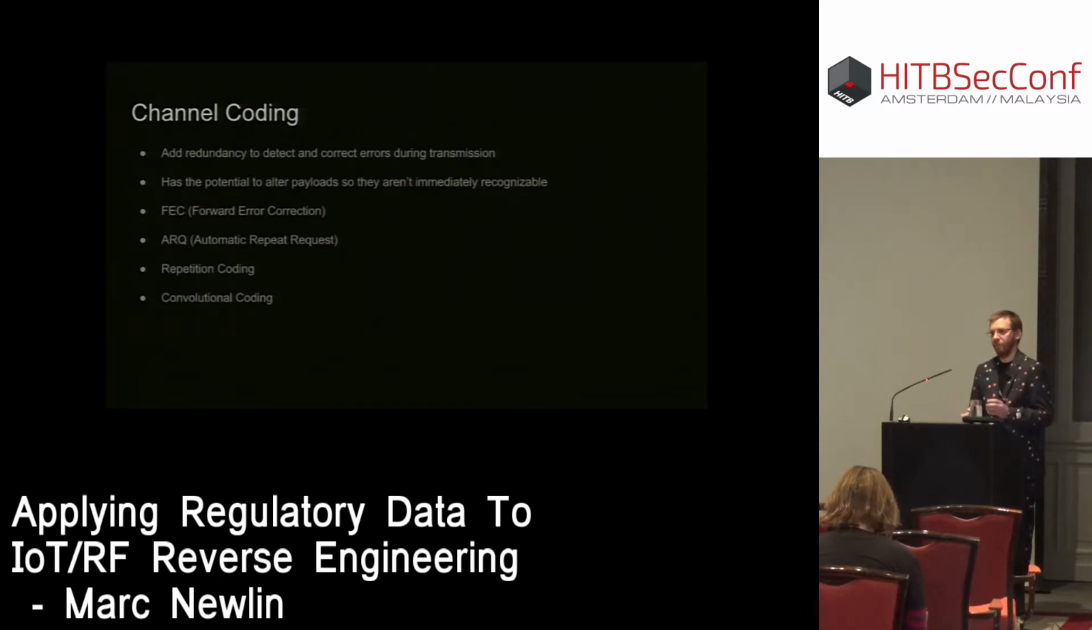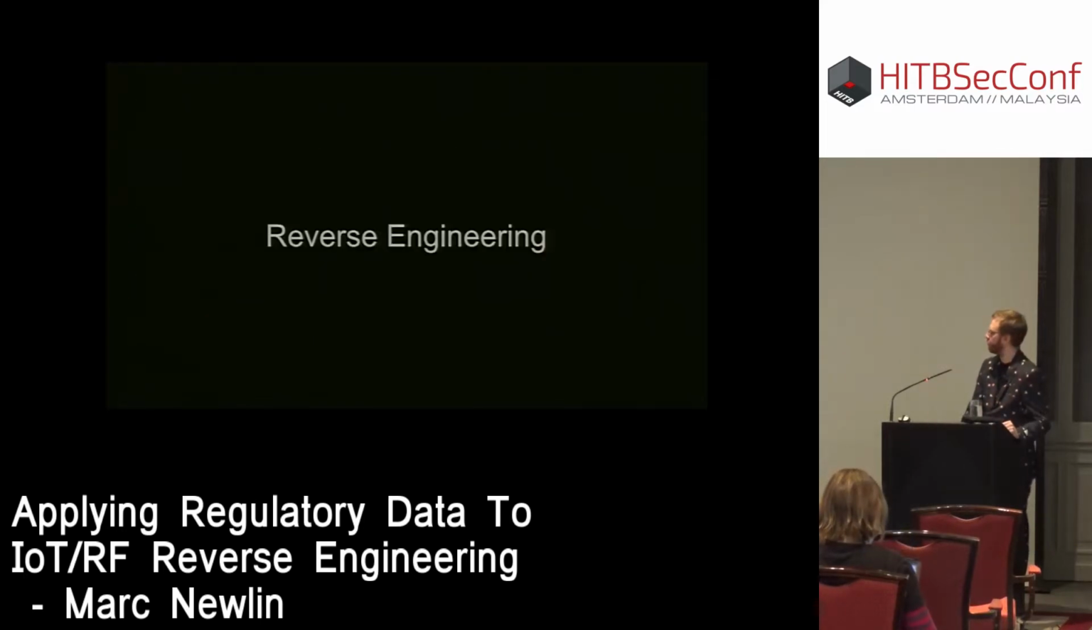One thing to note from a reverse engineering standpoint with channel coding is that if you're using a convolutional code, for example, the bits transmitted over the air will not look like the bits that you're actually transmitting, not look like the original payload. And so if you're looking for the original payload in this demodulated data, you may not see what you're expecting if channel coding is used.